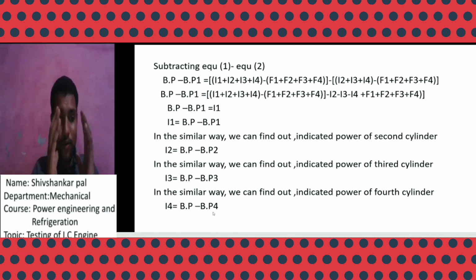You can see in this last equation that I depends on the number of the cylinder, meaning IN is equal to BP, the total power, minus BPN for the Nth cylinder. Your IN is equal to BP minus BPN. That formula should be remembered. That formula is obtained through the Morse test. I hope you understand what the Morse test is, what its use is, and which formula is obtained through it.